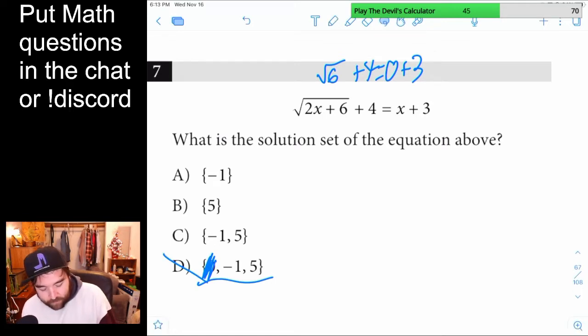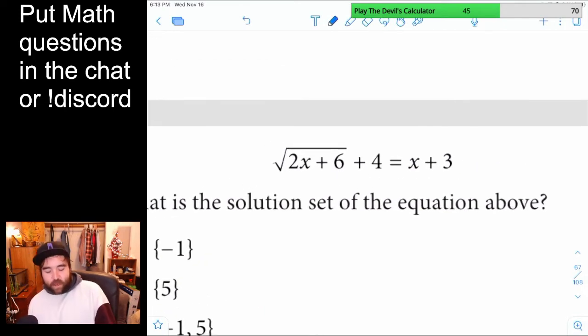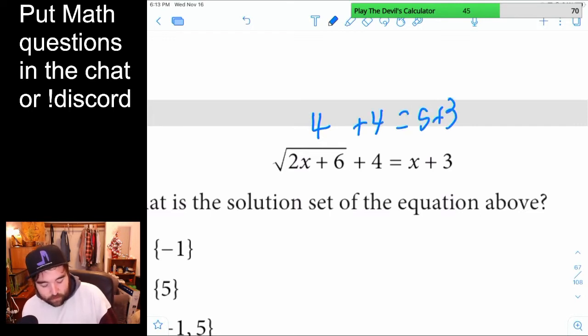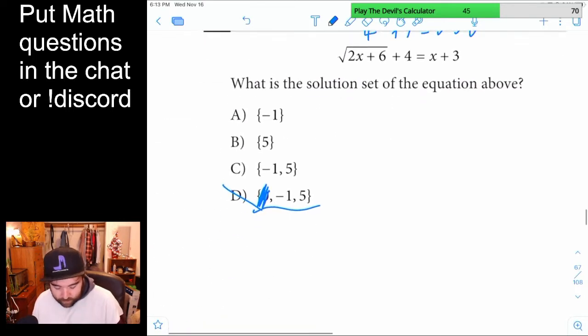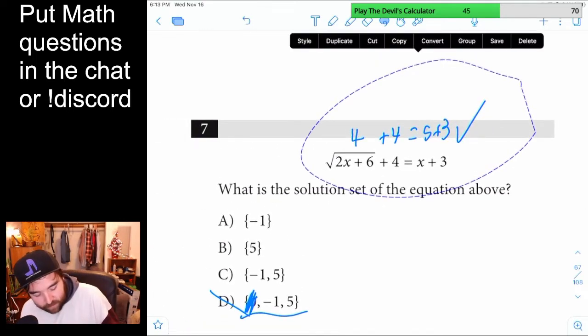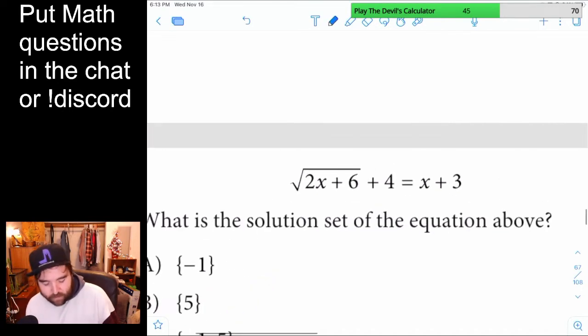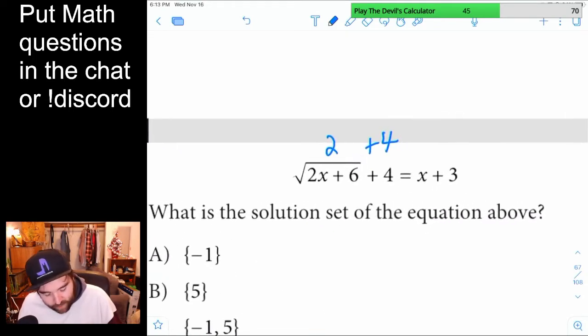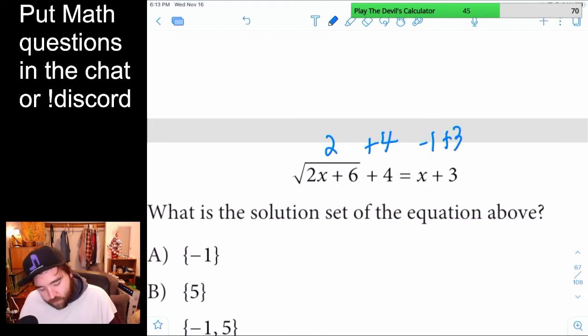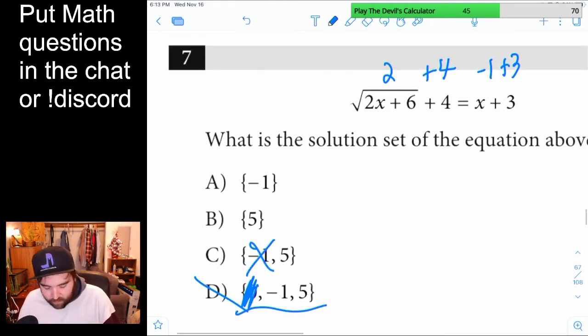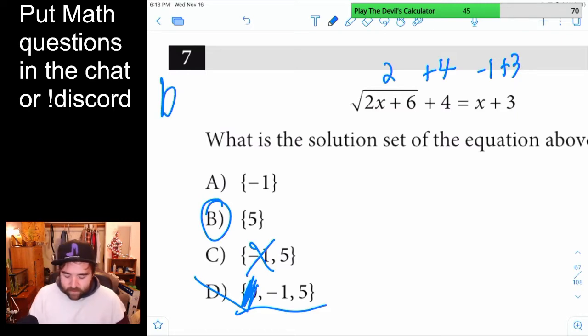Next, I'd probably try 5 because it seems easier just because it's positive. So what happens when you plug in 5? 2 times 5 is 10, plus 6 is 16. The square root of that is 4. Plus 4 equals 5 plus 3. Okay, so 5 works. So I bet just because how they write these, the negative 1 is not going to work. But let's see. 2 times negative 1 is negative 2. Plus 6 is 4. Square root of 4 is 2. Plus 4. Is that equal to negative 1 plus 3? No, it is not. So negative 1 is no good. That means the answer is just 5.